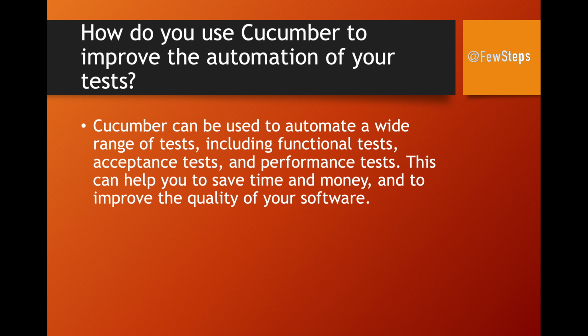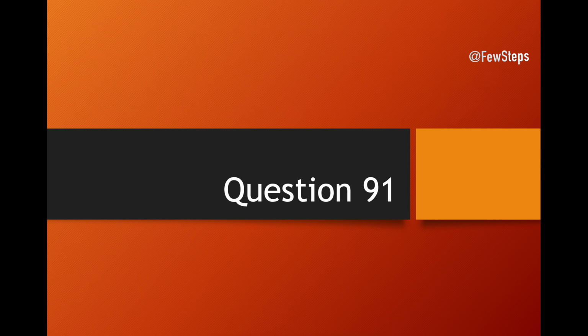Question 90. How do you use Cucumber to improve the automation of your tests? Cucumber can be used to automate a wide range of tests, including functional tests, acceptance tests, and performance tests. This can help you to save time and money and to improve the quality of your software.